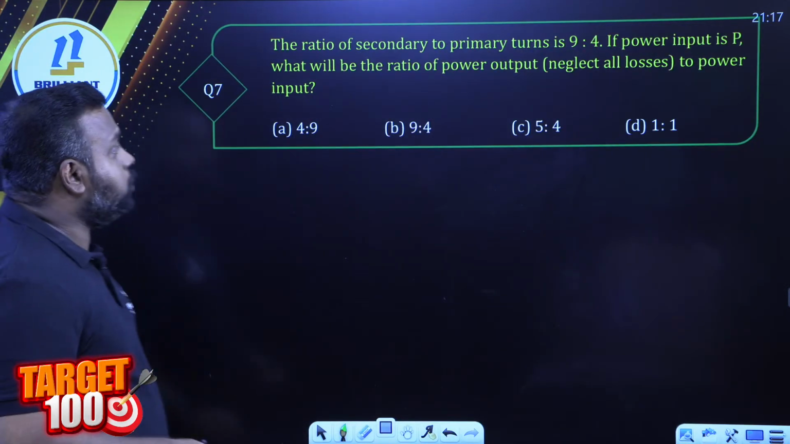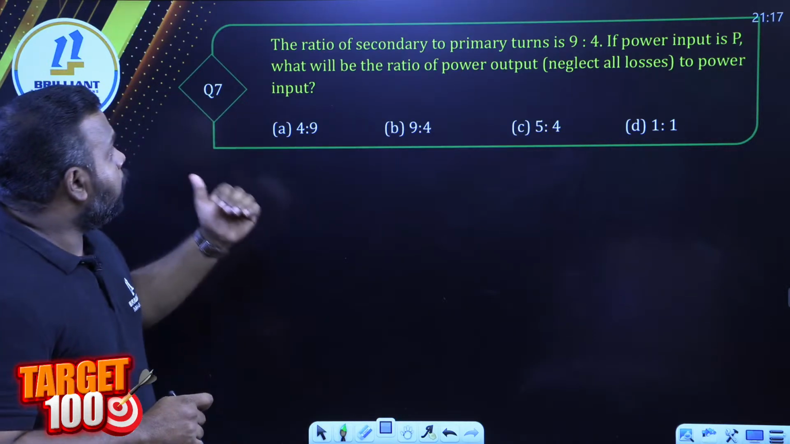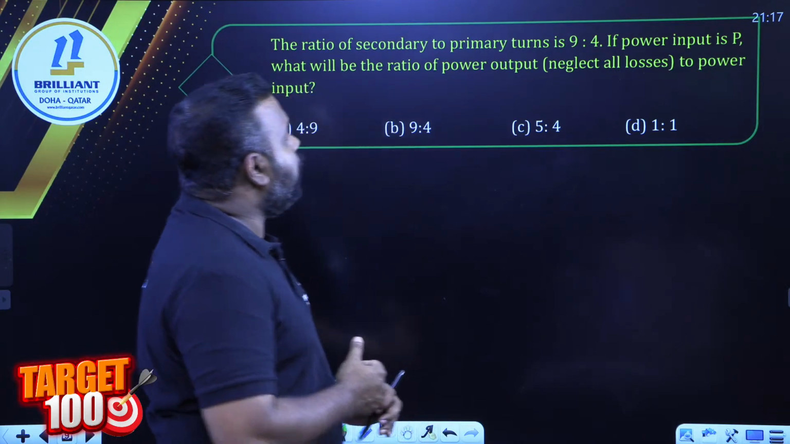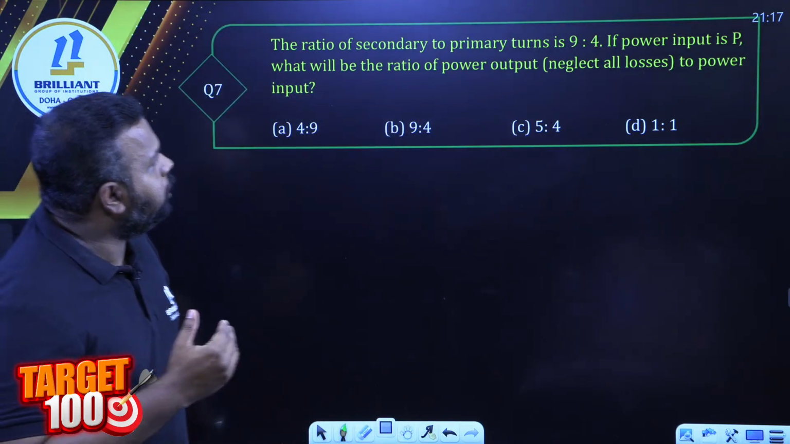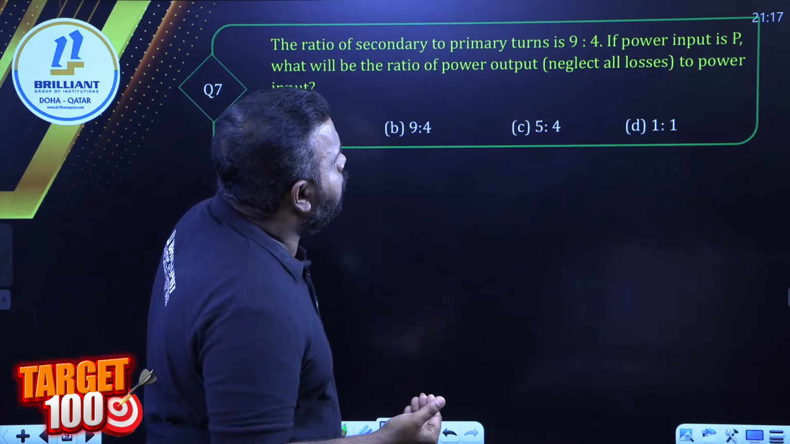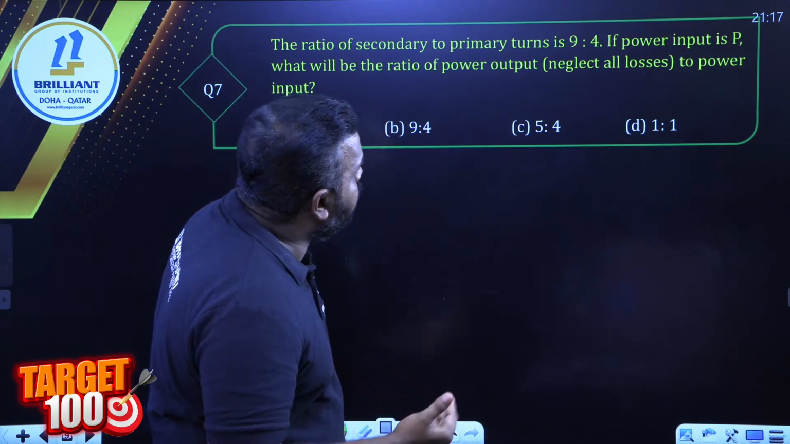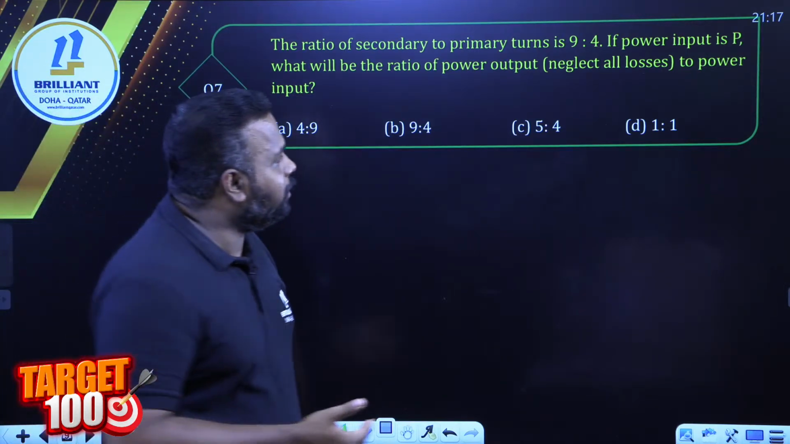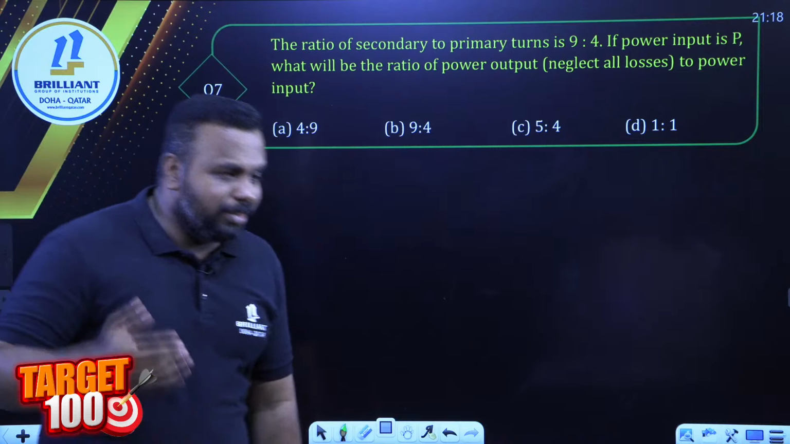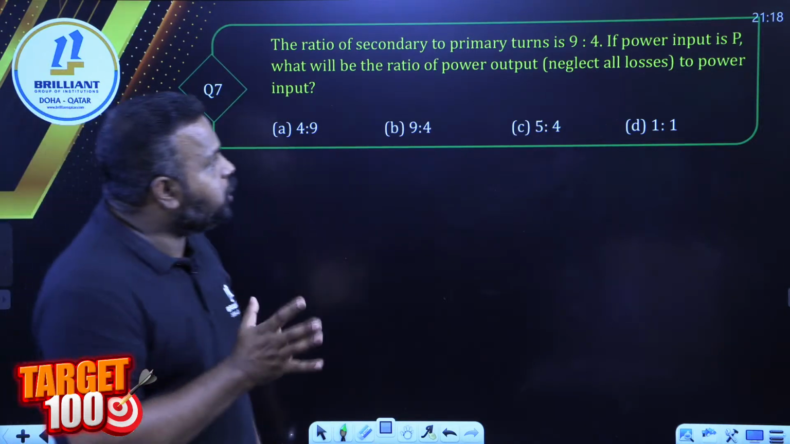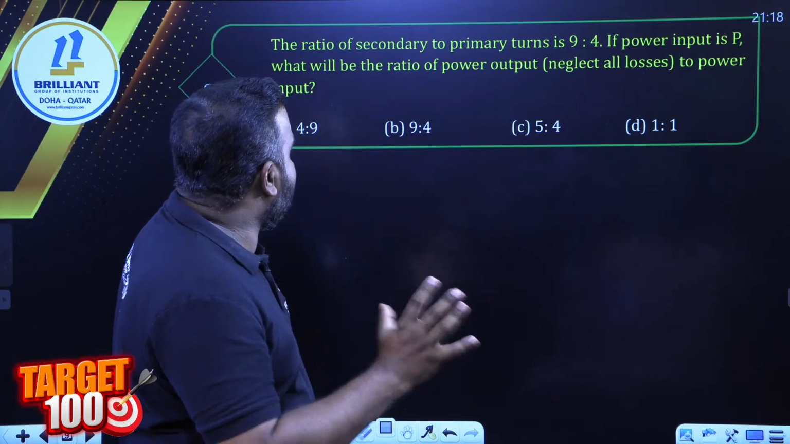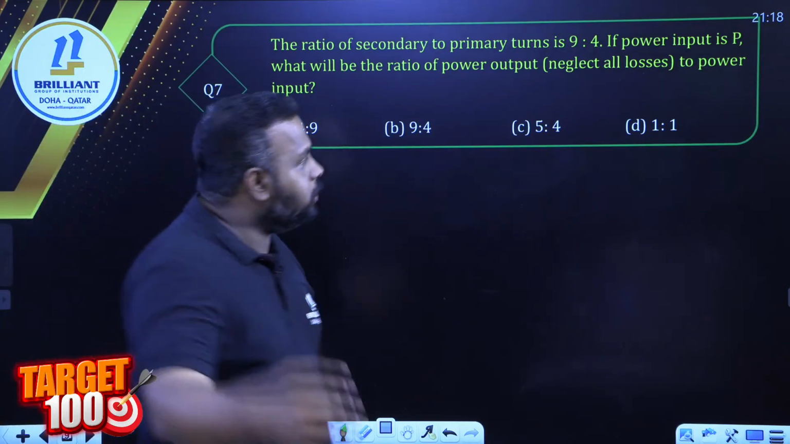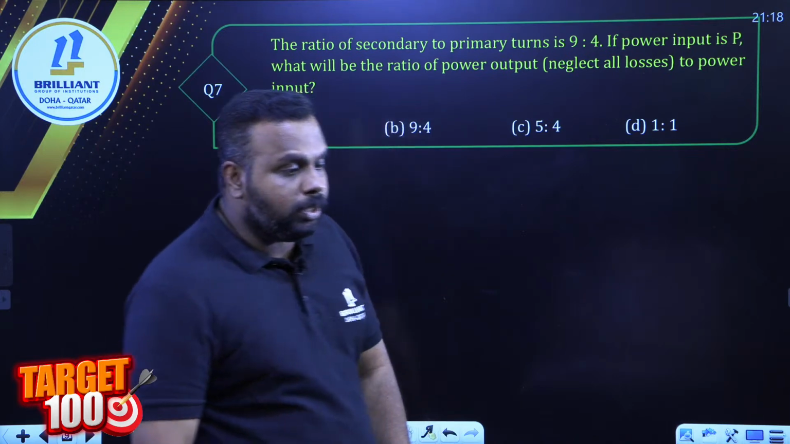I'm going to the next question, question number 7. Check it. The ratio of secondary to primary turns is 9:4. If the power input is P, what will be the ratio of power output to power input? Neglect all losses. I'm not going to solve this question. I'm expecting the right answer from your side. I'm waiting. Please comment your answers. The turns ratio is 9:4.